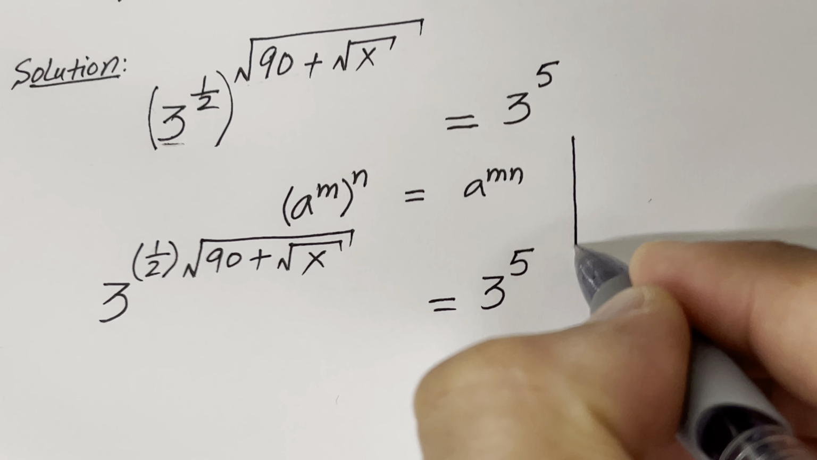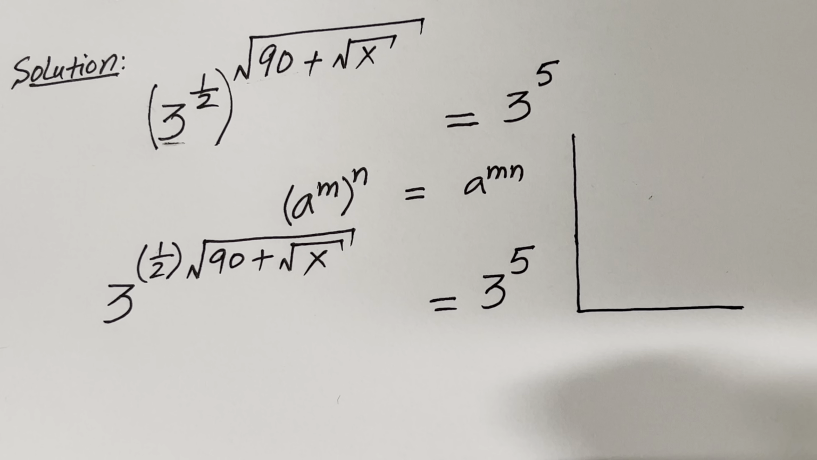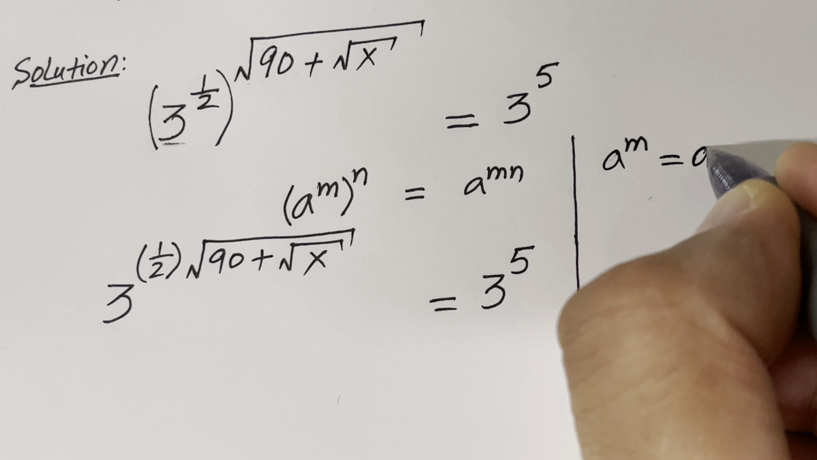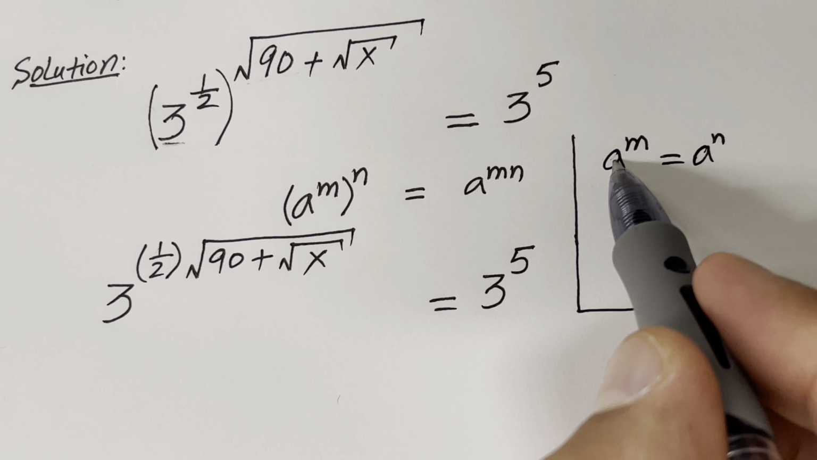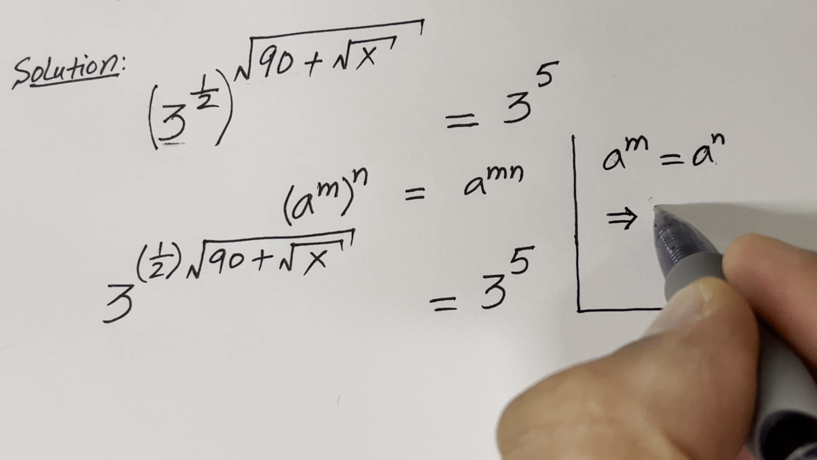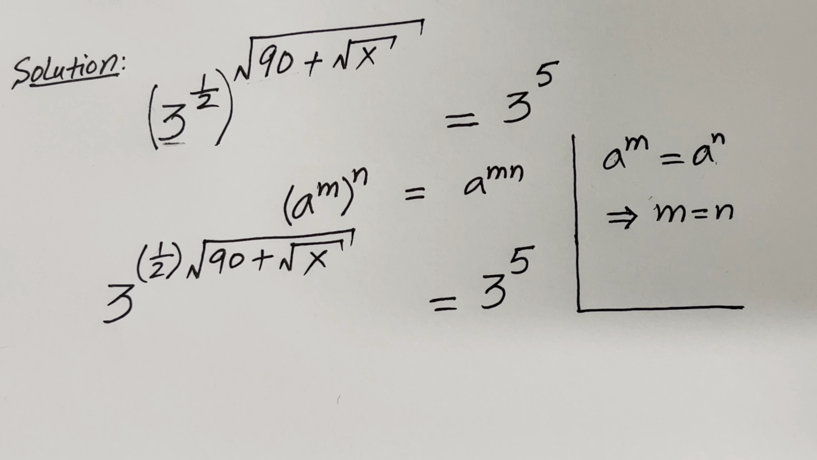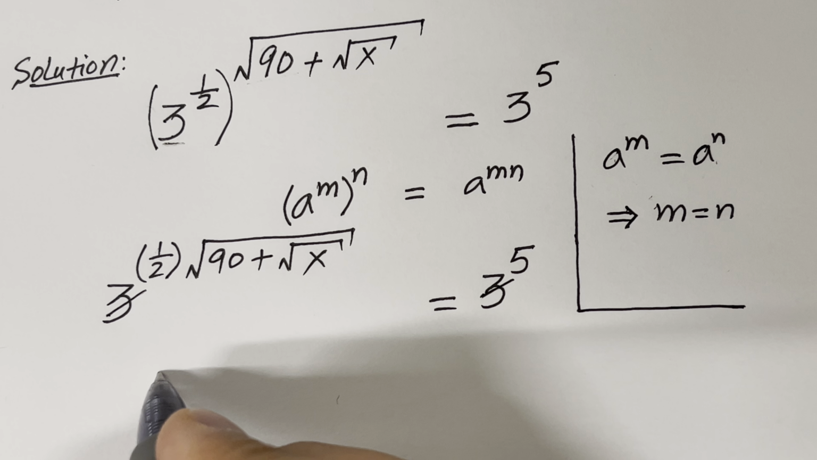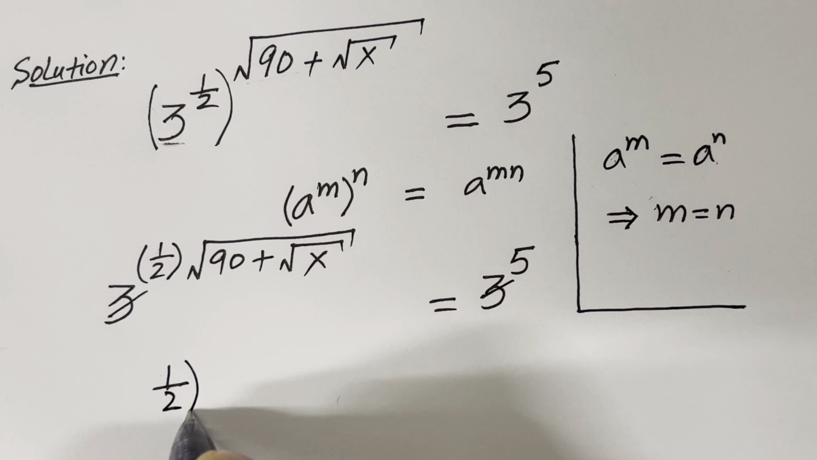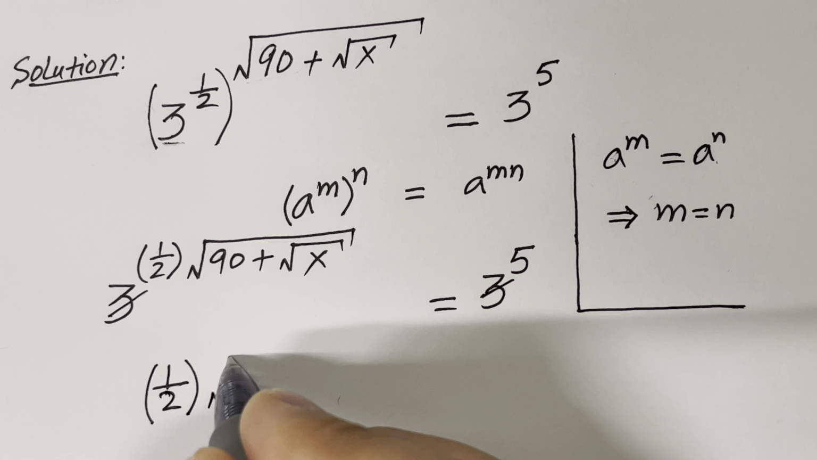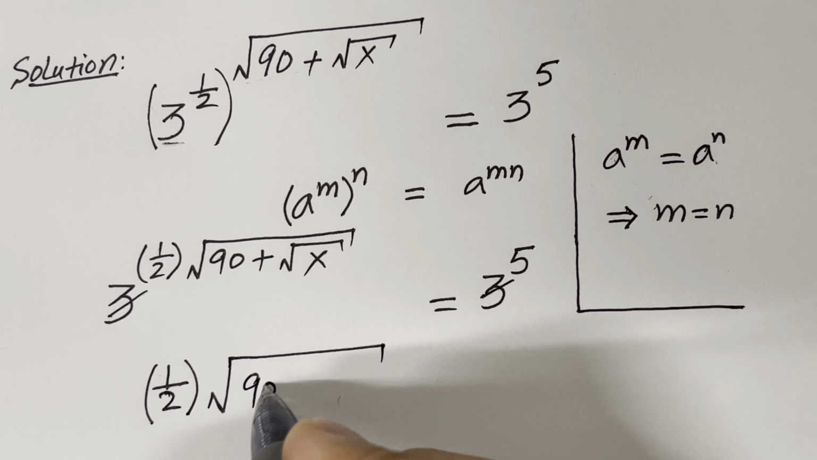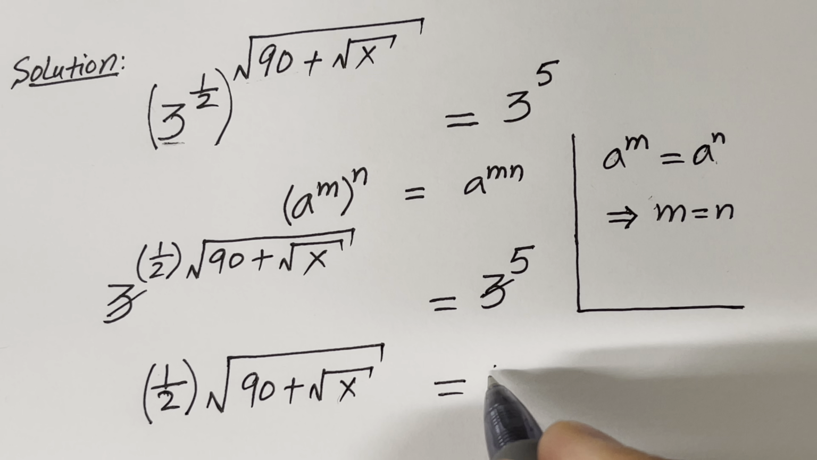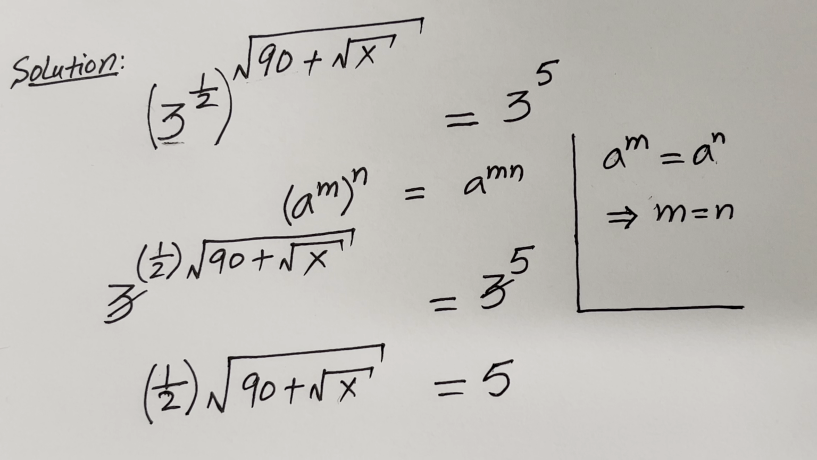We know another property that says if you have a raised to the power m and that is equal to a raised to some other power, if the bases are same, then the exponents must be same. Since the bases are same, the exponents must be same. On the left hand side you have half times this square root thing, 90 plus square root of x, and on the right hand side we will have the exponent which was 5.